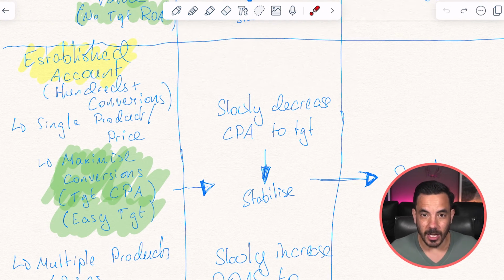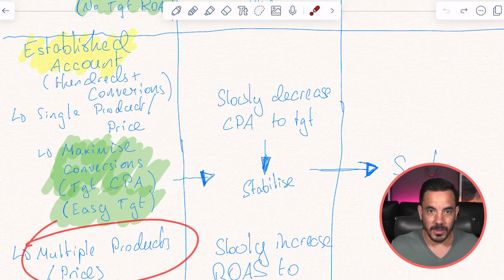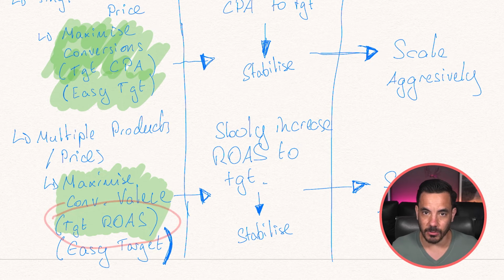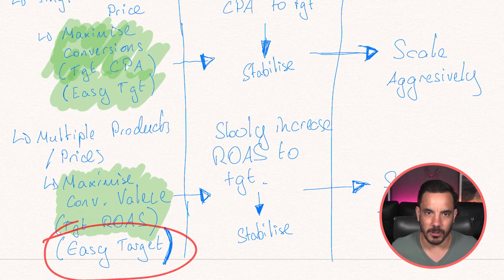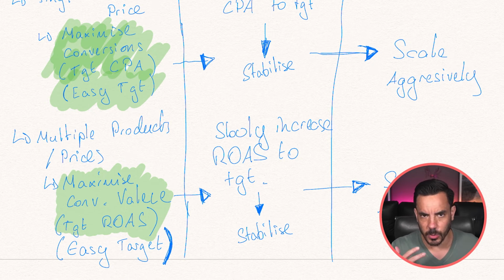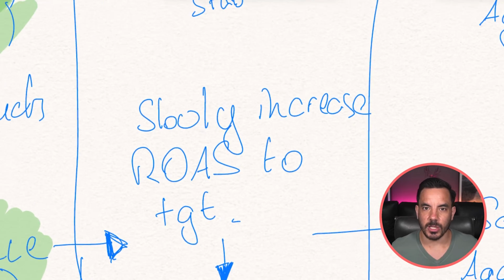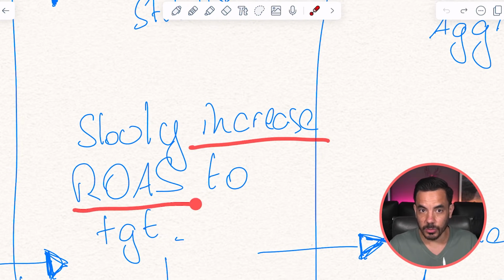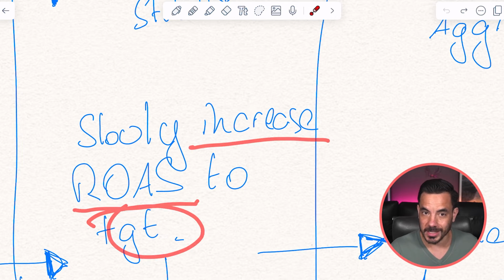If you have an established account and you have multiple products or prices, then at this point you would be on maximize conversion value with a target ROAS in place, but your target ROAS was the easy version that is lower than the true ROAS you want to hit. So similar process here, slowly increase your target ROAS in the campaign settings until you get it up to the true return on ad spend target you are trying to hit.